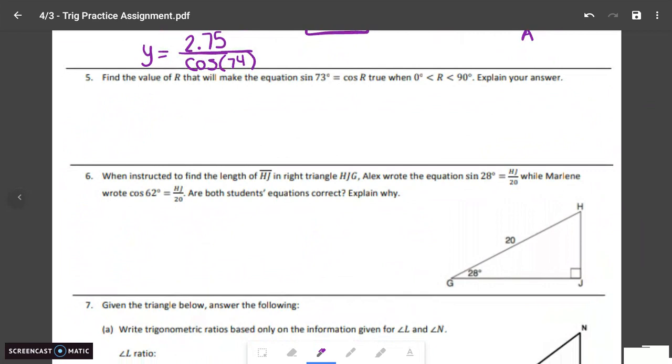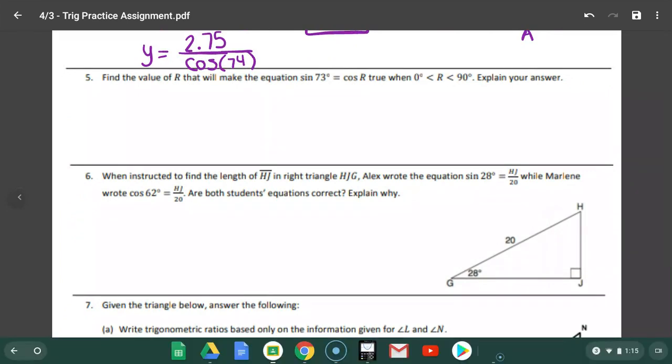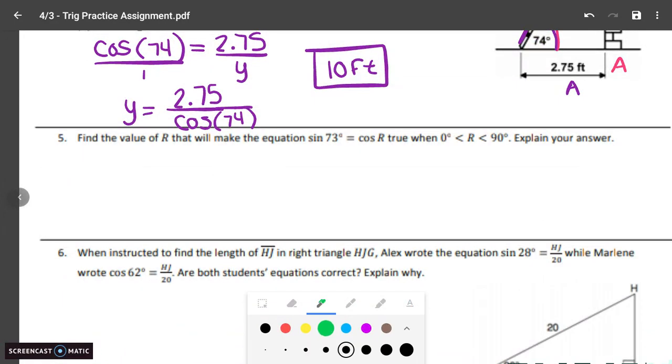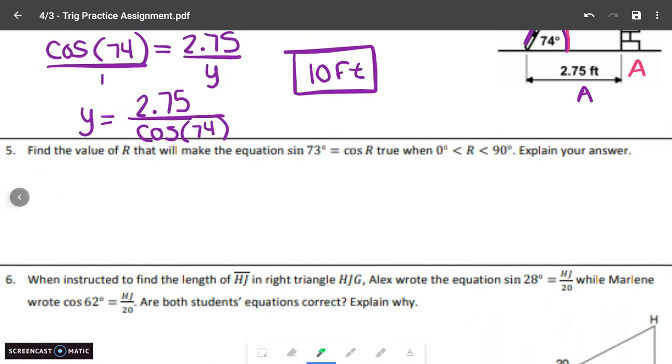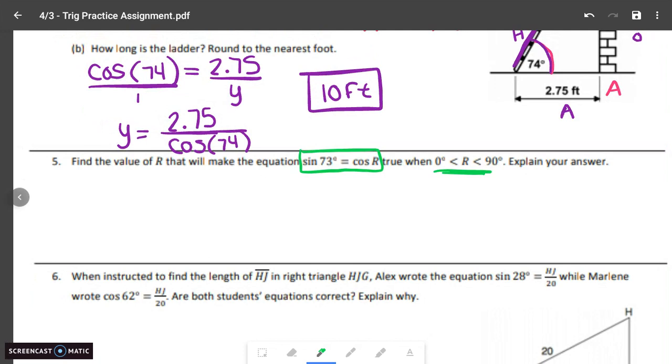Okay, so 5, 6, 7, they all have the same kind of concept in mind. The big idea here: find the value of r that will make this true. Well, remember what sine and cosine are. They're known as cofunctions. And this piece here between 0 and 90 means my degree measure has to fall somewhere in between. So if you're really not sure, remember you can plug into the calculator till you find it. But our angle measure, so 73 and r, should add up to 90 degrees. So when I subtract 73 from both sides, angle r is equal to 17 degrees.